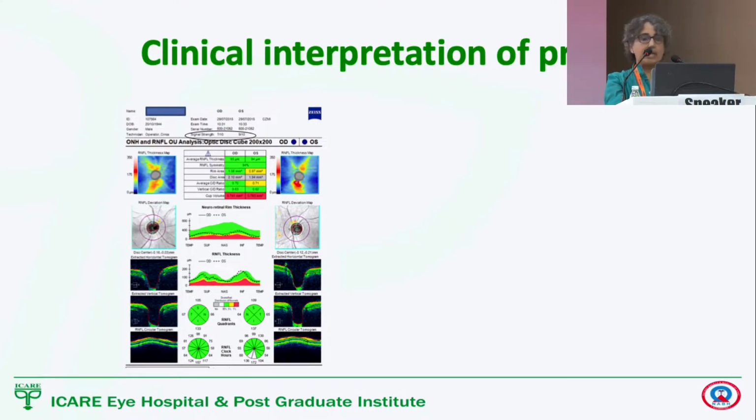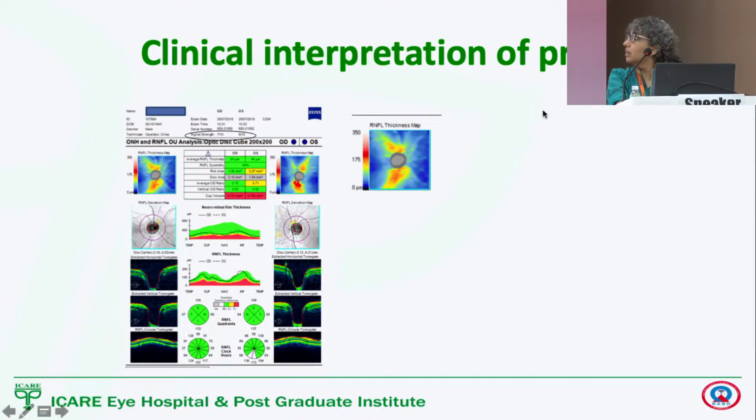That goes without saying. Second is look at the signal strength of your test. It's important to understand that the scan acquisition was done well and the patient's optical clarity was good enough to give you the quality of scan that will not miss anything. I don't know if my cursor is visible. Okay, so it's there, right?